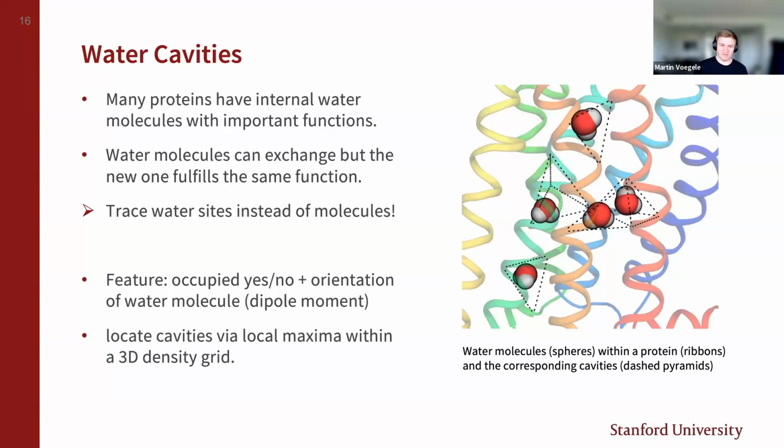We find these cavities via local maxima within a 3D grid. So we align all the structures of the protein to one reference frame. Then we calculate the water density, and then we look for local maxima. And then we have these candidate water sites or water cavities.